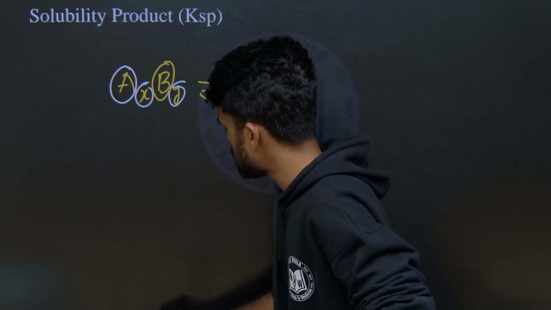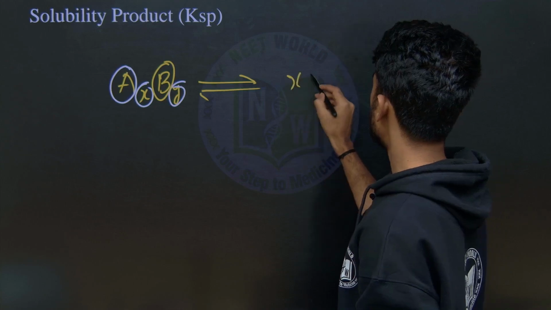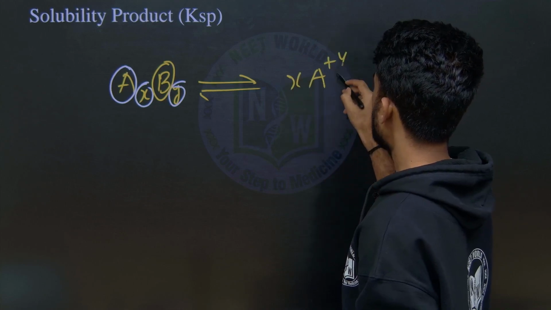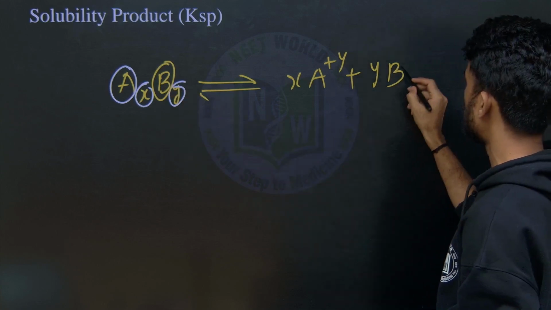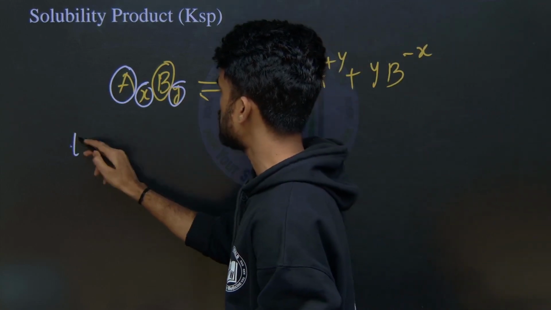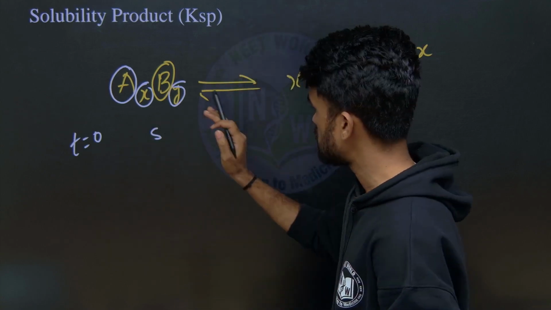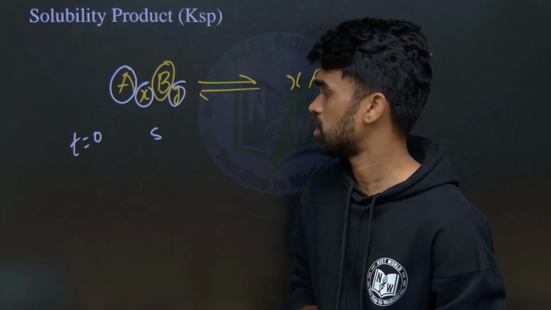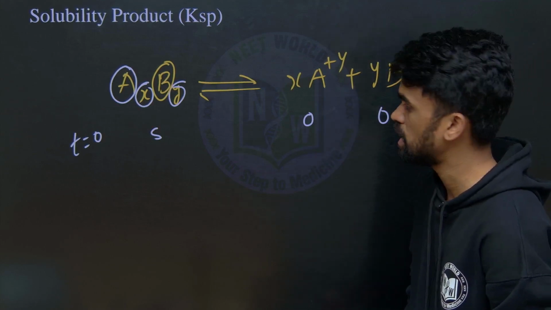Now this salt will undergo complete dissociation, forming X number of cations and Y number of anions, because Y number of B are there. Now let us say S at time t0 initially is the concentration of this. S is the solubility of this particular substance. So initially 0 and 0 will be there in the initial case.